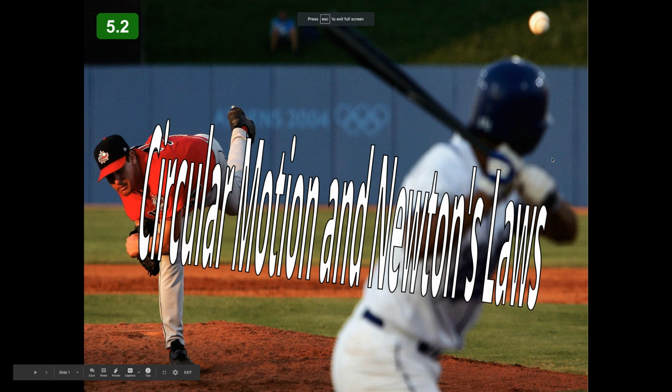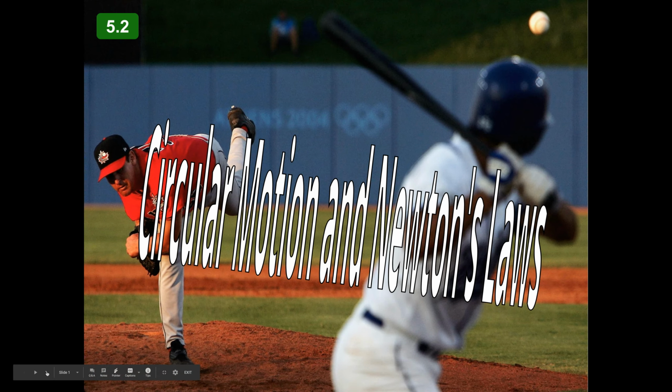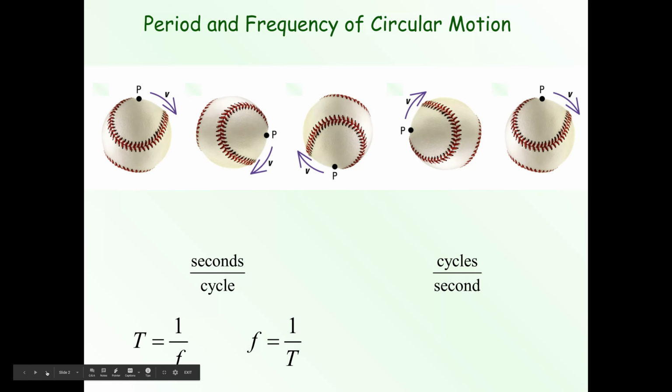Okay, here's section 5.2. So we're looking at circular motion and Newton's laws. Really, we're going to look at acceleration, speed, all of that when it comes to circular motion. Okay, so first off, looking at period and frequency of circular motion.